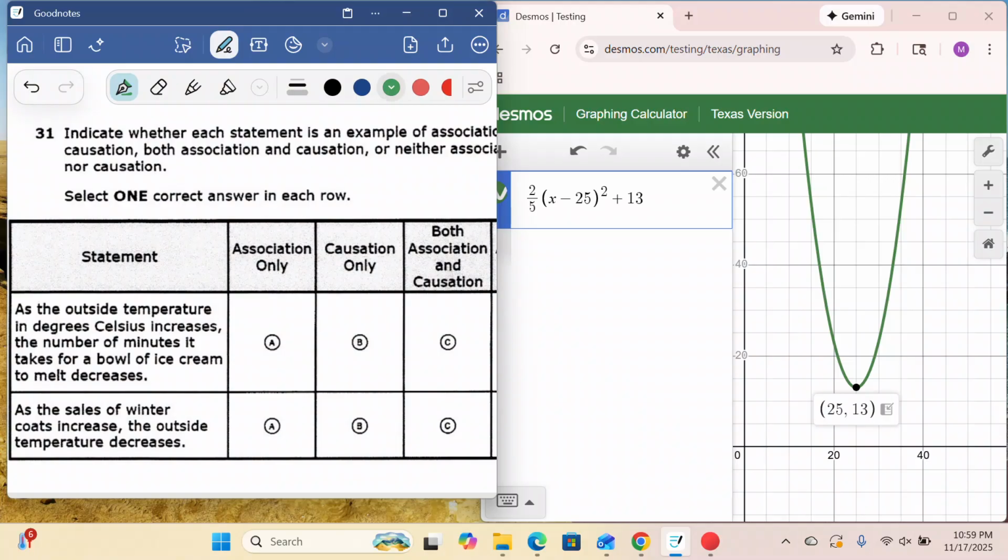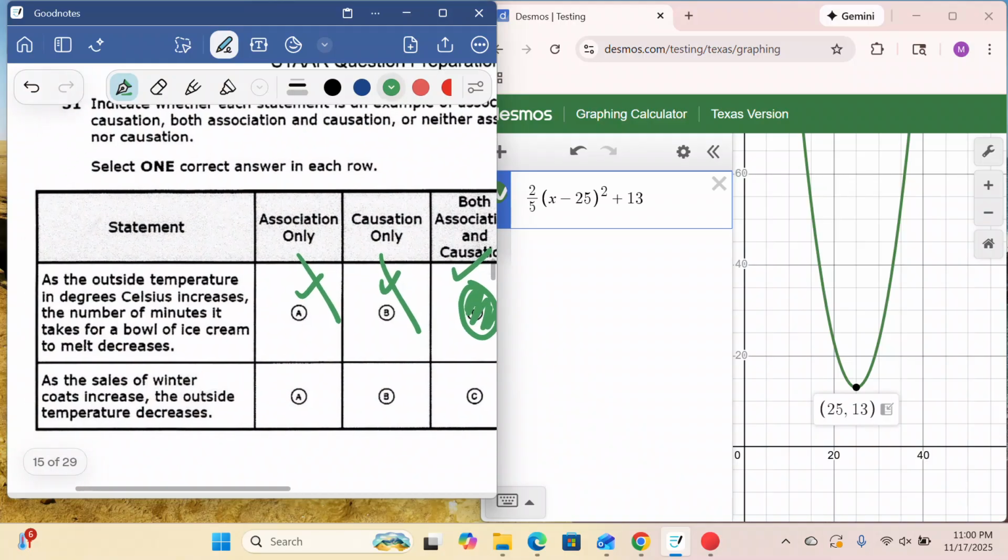So they are associated to each other. It's a cause and effect. They're causing each other. So it is both association and causation. So the answer choice is C. It wouldn't be this one, and it wouldn't be this one. So this is a statement that's both causation and association.